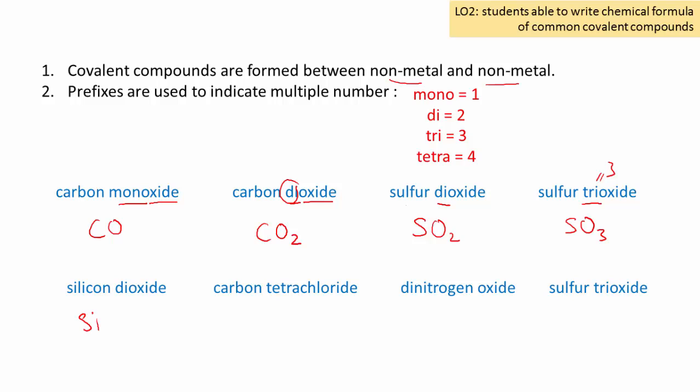Silicon, Si, dioxide means oxygen has 2. Now this is a bit tricky. Tetrachloride, tetra refers to 4 chloride, so you can see carbon and 4 chloride, CCl4. So carbon tetrachloride means 1 carbon and 4 chloride combined together. Now dinitrogen oxide, di means 2, so it's dinitrogen oxide. If it's not specified, it's 1. Now sulfur trioxide, tri means 3. Sulfur trioxide means sulfur and 3 oxygen combined together.